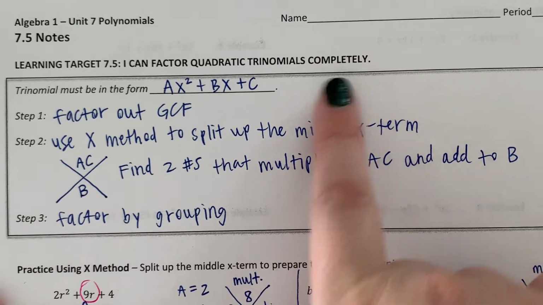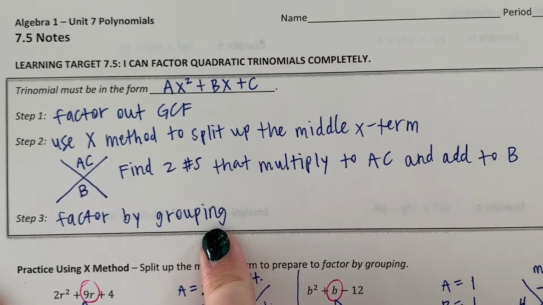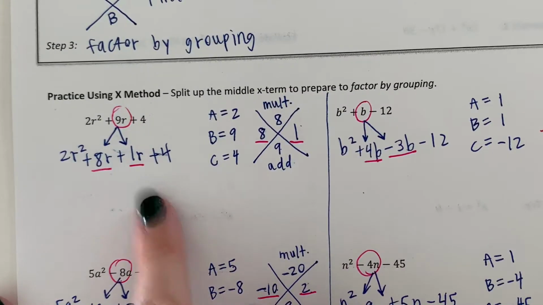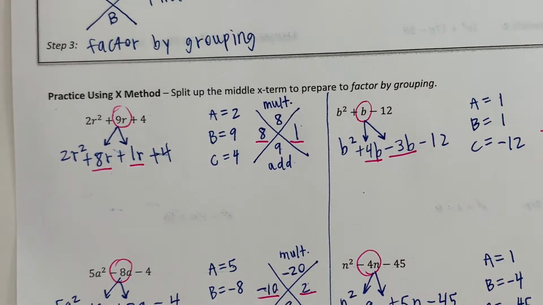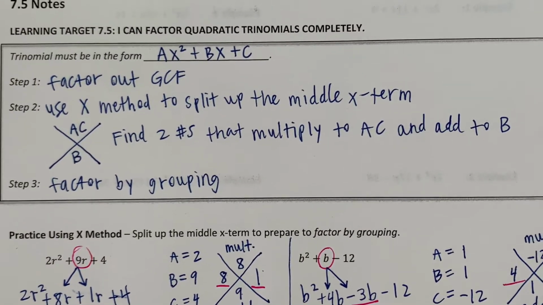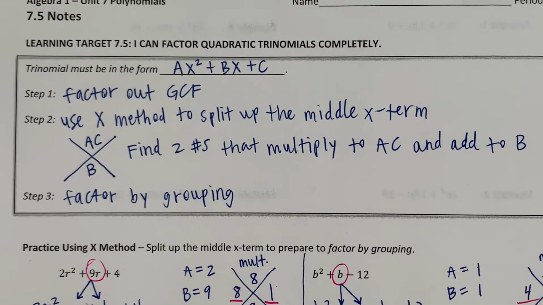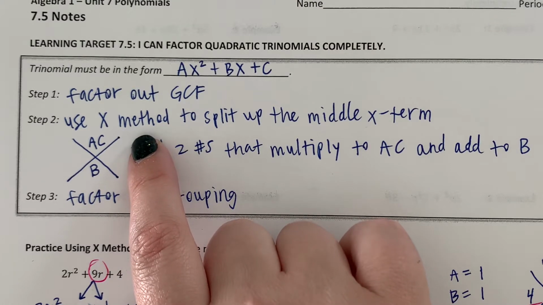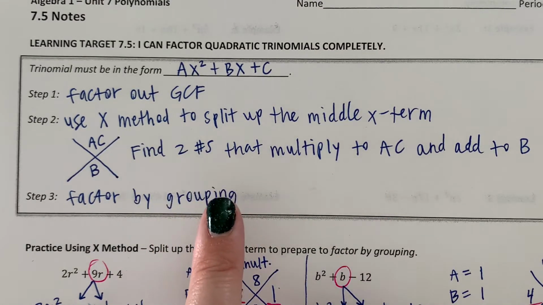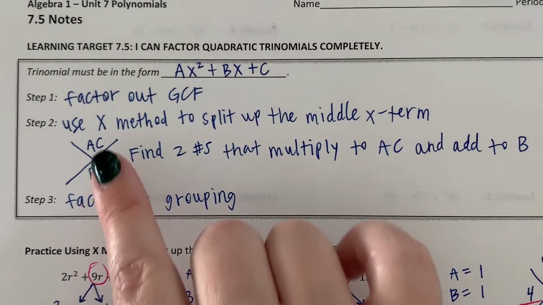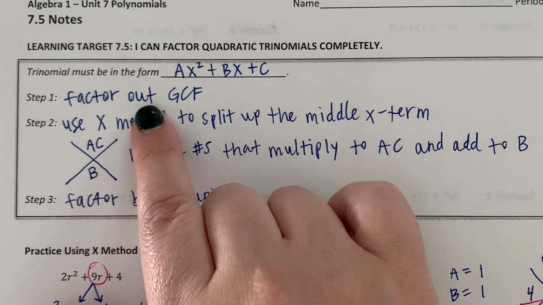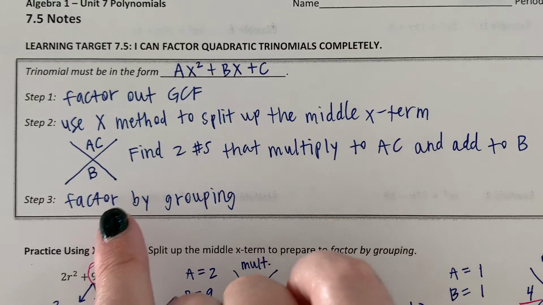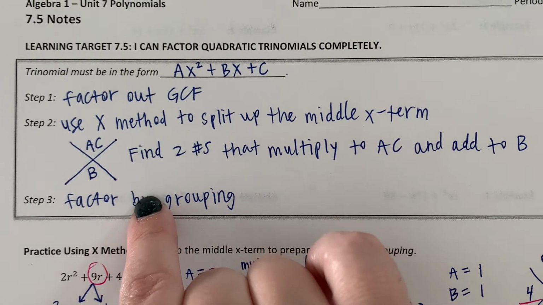In part one, we talked about the different steps to do this, and then we also had plenty of practice using X method, so seeing what that looks like. And so in this part two video, we're actually going to put all the steps together now that we have some practice with our step two, just doing the X method portion. We're going to put it all together. So on the back side of our notes today, we will first factor out the GCF. Second, we will use that new X method that we learned. And lastly, we'll be able to factor by grouping.